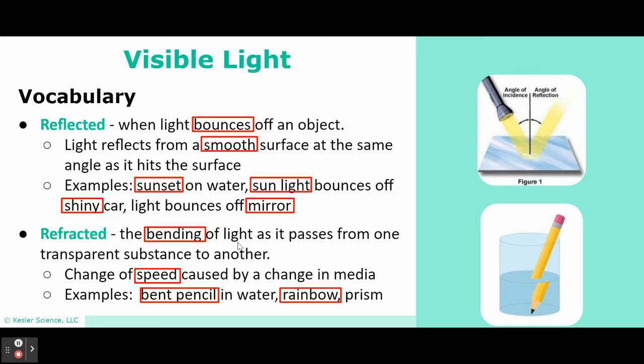And then refracted. Refracted is when light is bent as it passes from one transparent substance to another. This happens because of a change of speed caused by the change in media or medium, right? Solid, liquid, gas. Some examples are a bent pencil in water, a rainbow, and a prism. Make sure you're writing down everything that's in red.